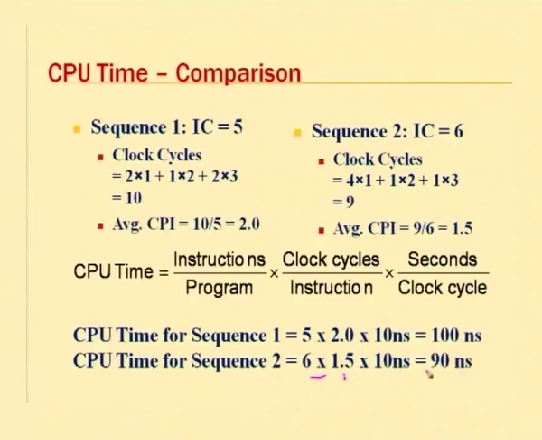So for sequence 1 and sequence 2 on the same CPU, this will take up 100 nanoseconds and this takes up 90 nanoseconds. You can see that even though the number of instructions is larger here, the average CPI is less, and therefore it takes up a lesser amount of time. This kind of analysis is useful for us to understand how instruction execution time influences the actual time taken for execution. It is using these kinds of parameters that we are able to understand the performance of a system.